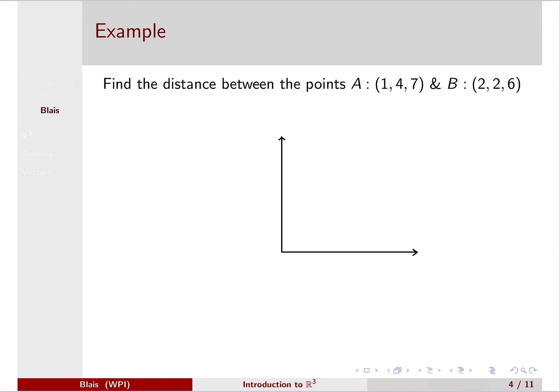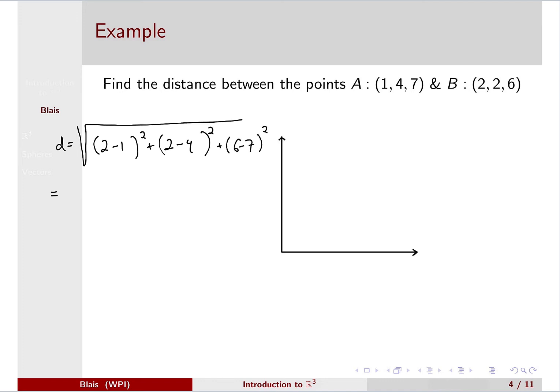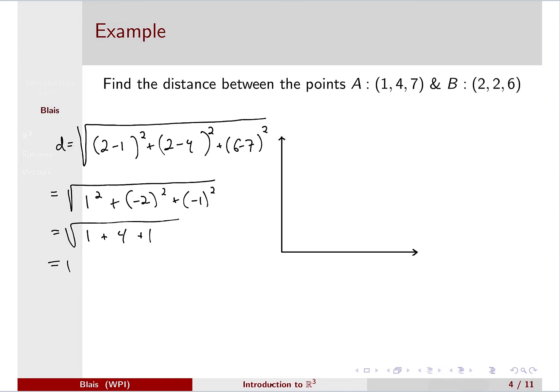For example, suppose we want to find the distance between these 2 points, the point A, (1, 4, 7), and B, (2, 2, 6). Using our formula, we would say that distance d is the square root of, so let's take the difference of the x coordinates and square them. So 2 minus 1. Then we add the difference of the y coordinates squared, 2 minus 4. And then we add the difference of the z coordinates squared, 6 minus 7. So we get the square root of, here we have 2 minus 1, or 1 squared. Here we have negative 2 squared. And then we have minus 1 squared, for an answer of the square root of 1 plus 4 plus 1, or root 6.